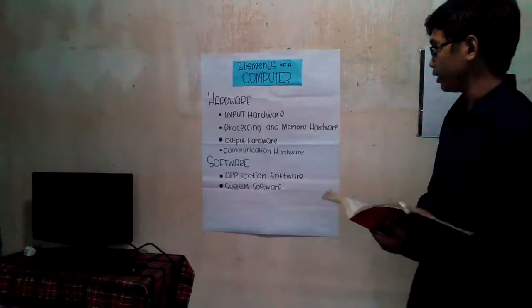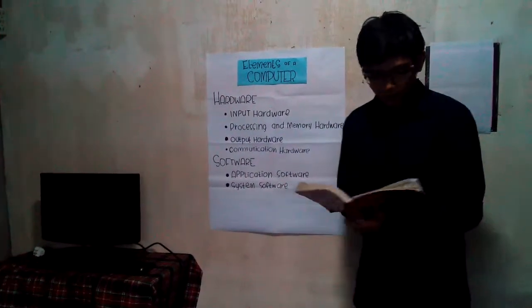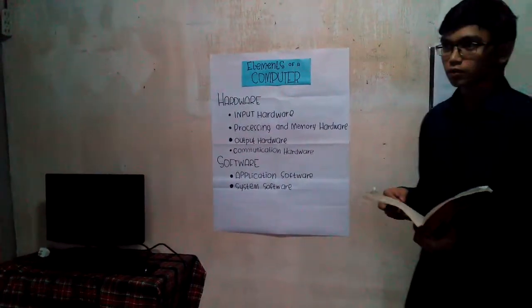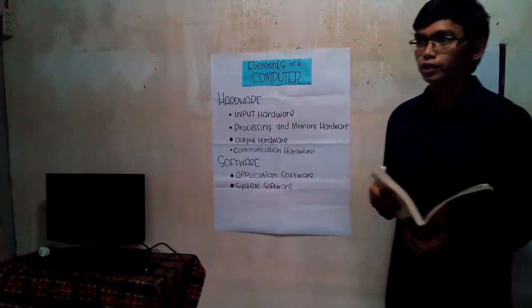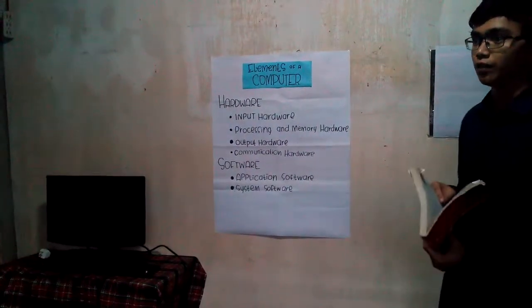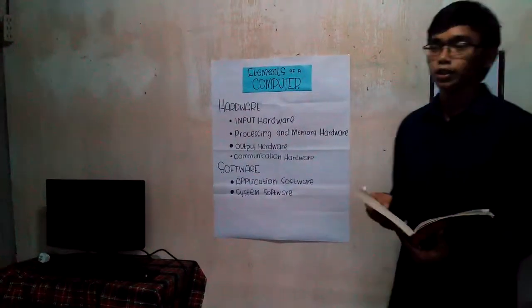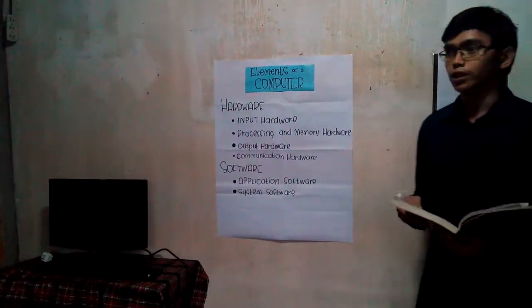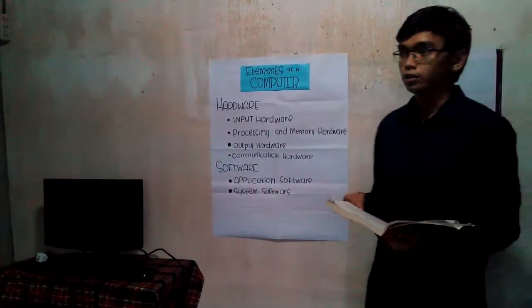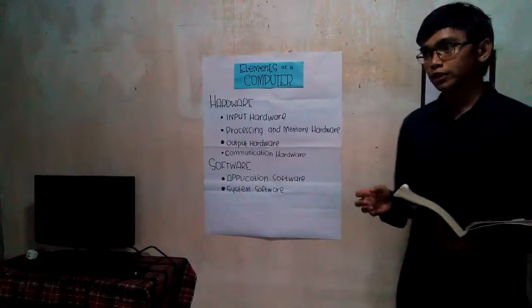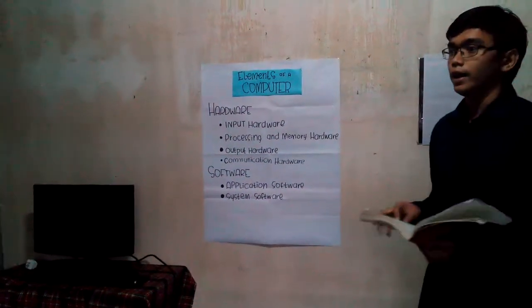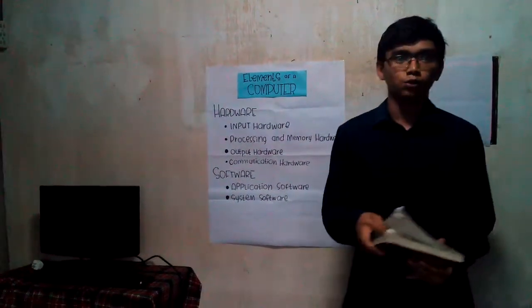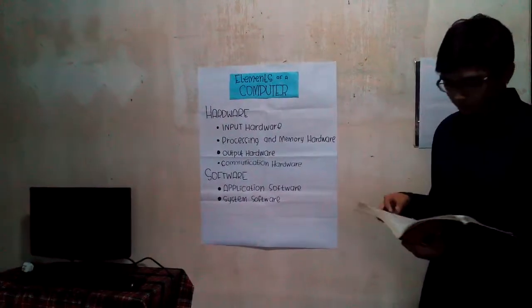And lastly is the communication hardware. Communication hardware is the electronic transfer of data from one place to another. Examples are the wired connection, which uses wires and cables, and the wireless connection, which works via sound waves or radio waves.